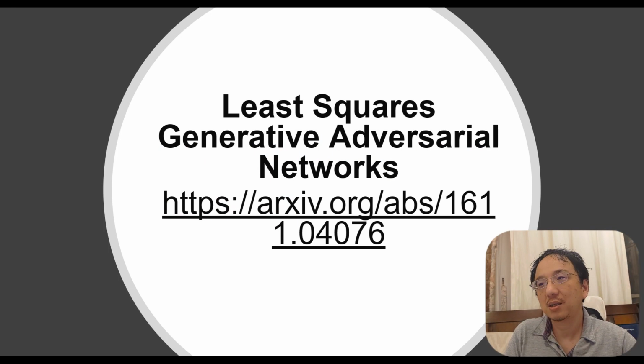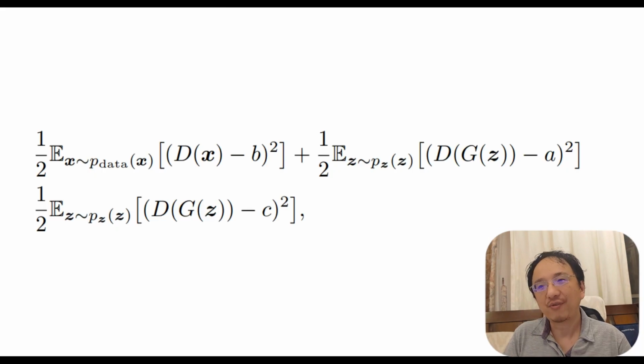The least squares generative adversarial networks ask an interesting question. That is, do we have to use cross-entropy as our loss function to train our generative adversarial networks? By the title, you can see that it suggests using the least squares loss, which is the mean square error, as our loss function may be a good way. The loss function looks like this one.